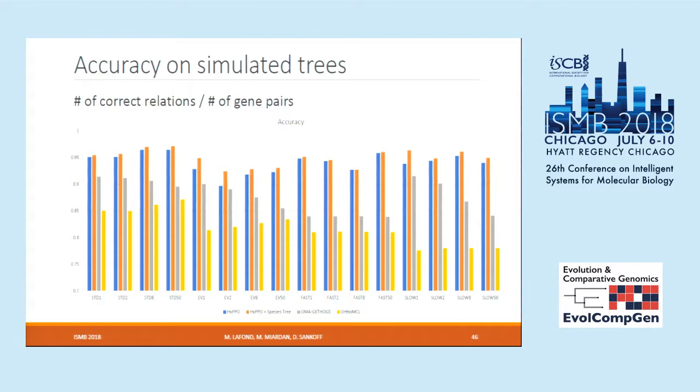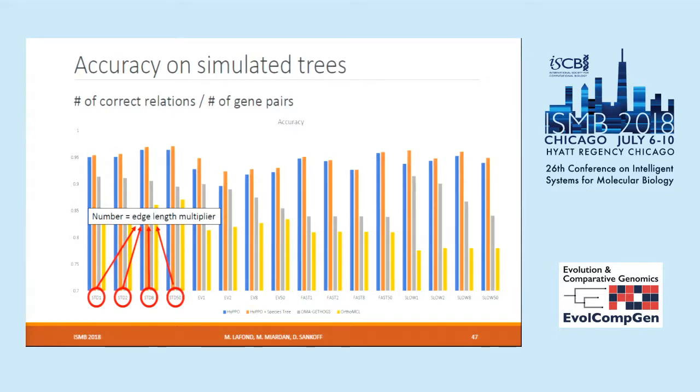Okay, so this is the accuracy on simulated data sets. Accuracy is number of correct relations over the total number of gene pairs. So HyPPO are the first 2 blue and orange bars. It just says that we're pretty good. We get good accuracy. This orange bar is HyPPO with the true known species tree. It's always better to have the true species tree than to predict one. That's one conclusion.